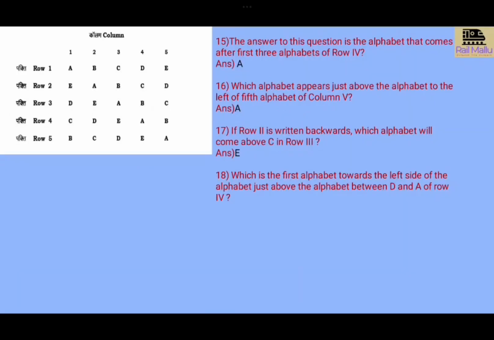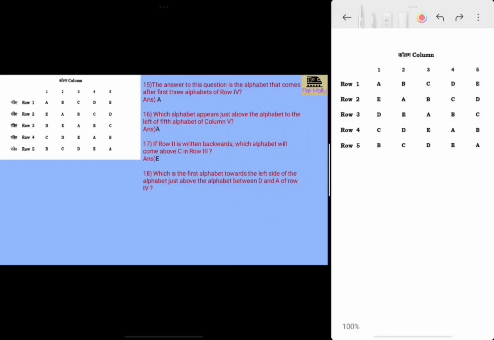The next question is, which is the first alphabet towards the left side of the alphabet, just above the alphabet between D and A of row 4? Here first we have to find in row 4 which is the alphabet that is available between D and A, which means E. Then we have to find which is the alphabet that is available above this alphabet, which is A, and the answer to the question will be the alphabet that appears left side of the alphabet A, which means E. So E is the answer.